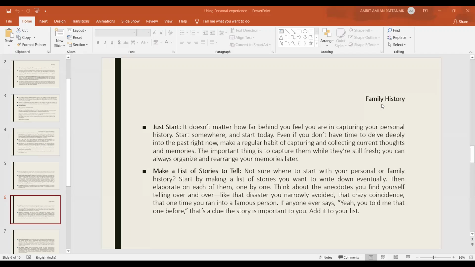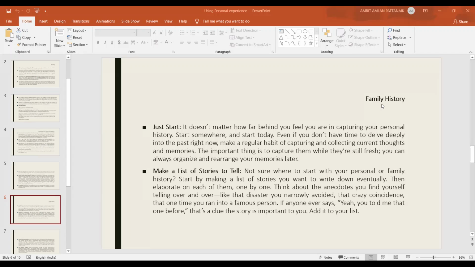And current thoughts and memories could be around the families, could be around the experiences you have gathered as a collective. It could be a vacation that you would have taken along with your parents or your siblings or cousins, or a trip to some historical place. So it depends on how we look at it. The most important thing is to capture them while they're still fresh, because you would have a lot of fresh memories. So you can write about them and neatly organize them and rearrange your memories later.